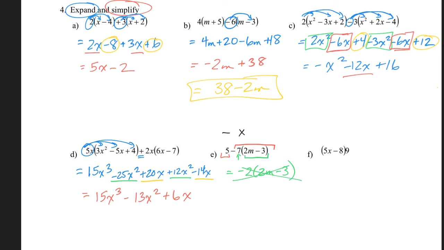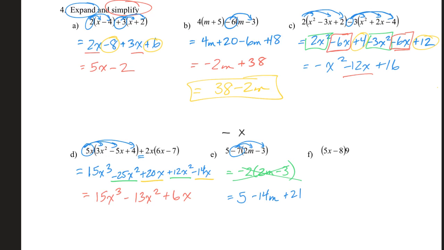Multiply. So, it's going to be tempting to do something with that 5. You cannot touch that 5 yet. And instead, our first step then has to be, we need to take that negative 7 and multiply it in. So what's a negative 7 times 2m? Negative 14m. And what's a negative 7 times a negative 3? A positive 21.